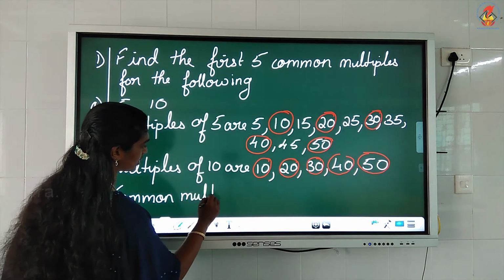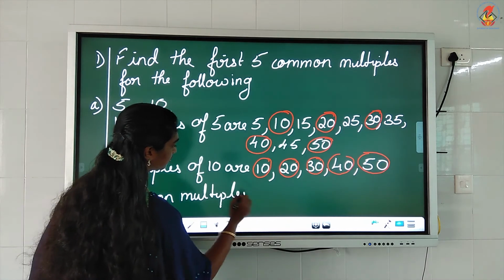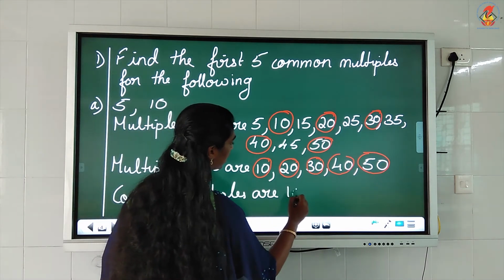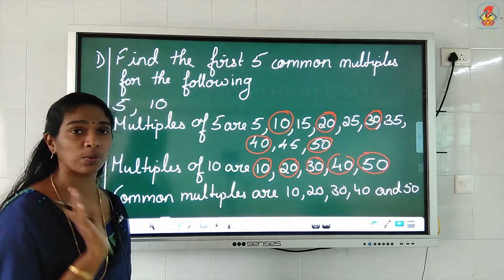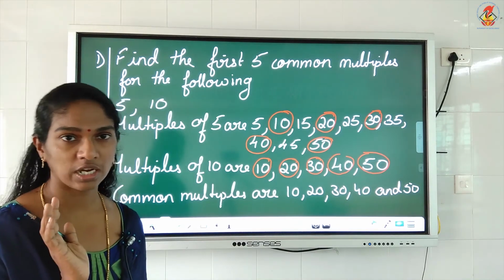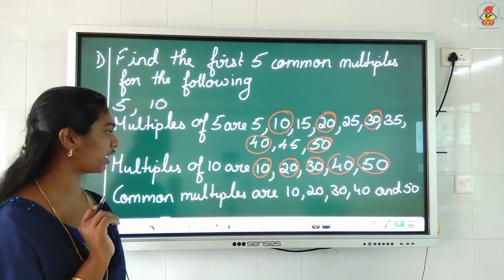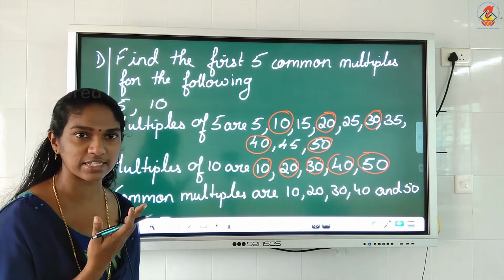Common multiples are 10, 20, 30, 40 and 50. Okay, if I ask you any 5, you can write whichever you want. But if I ask you the first 5, you have to write the first 5. Understood, children? So, this is how we are finding out common multiples. You have learned this last year, isn't it?